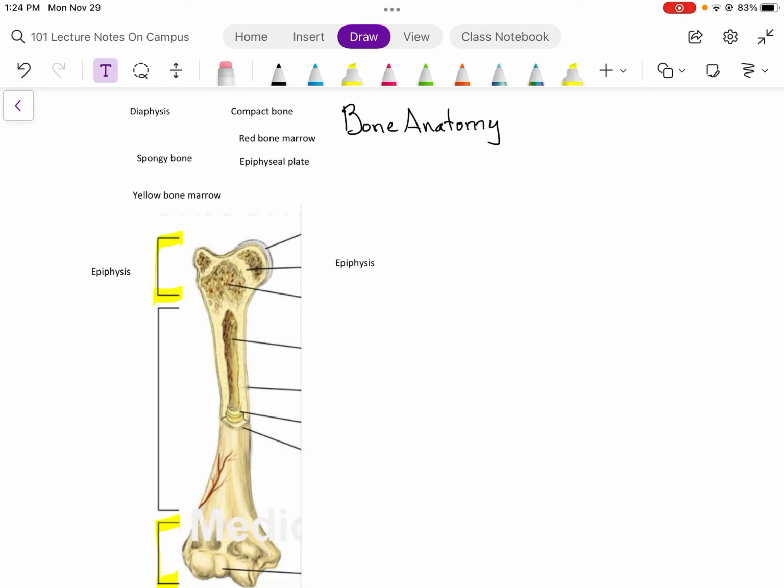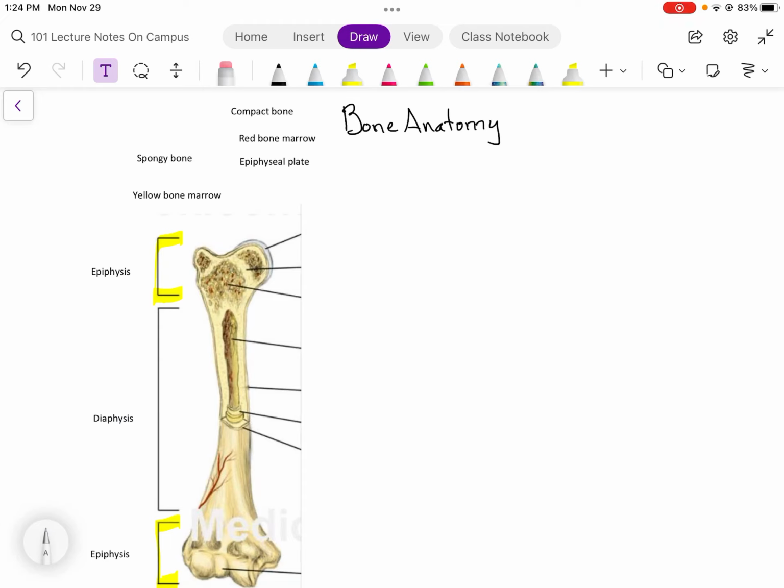This is a long bone. I'm going to label the two ends of the long bone the epiphysis. Now, singular is epiphysis, plural is epiphyses. I'm going to go with epiphysis. And in the middle, we call this thing the shaft of the bone. We call it the diaphysis. Now, I took this label from the internet, so there are a few extra lines on here.